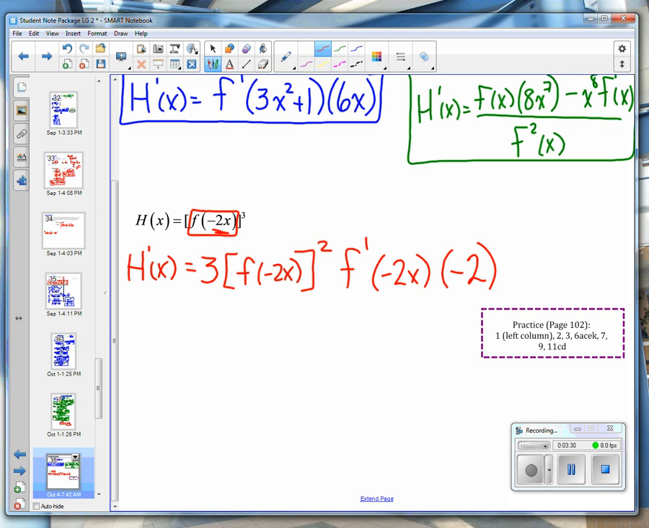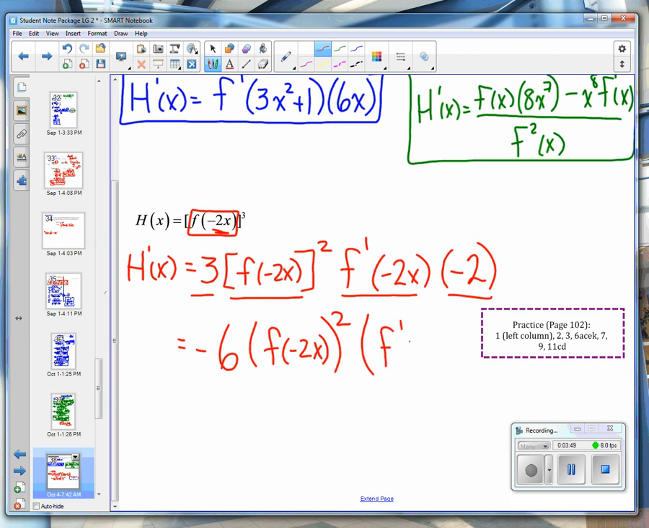This one we can actually simplify just a little bit because I've got this times this times this times this. So look, I've got a negative 2 and a 3 just hanging out there. So that can be negative 6 times f of negative 2x squared times the derivative of f of negative 2x. Okay? Do some more practice.